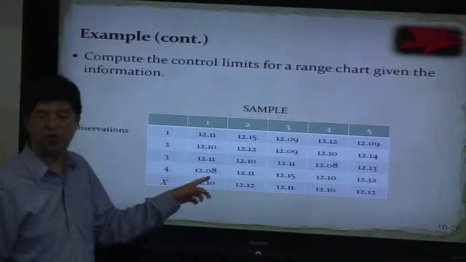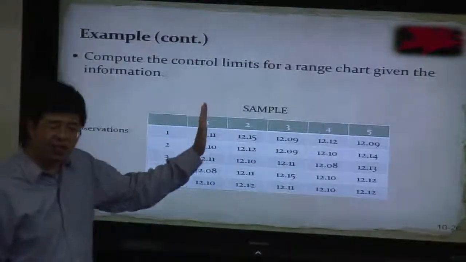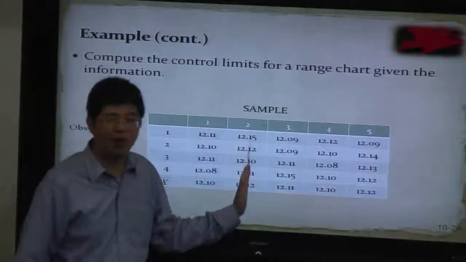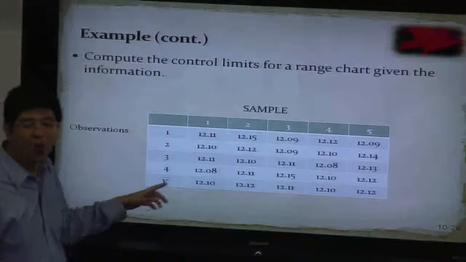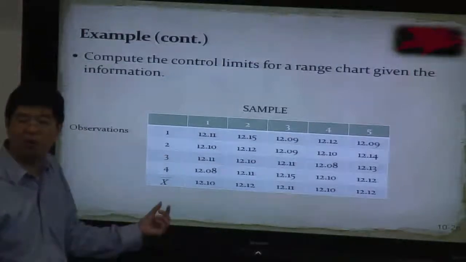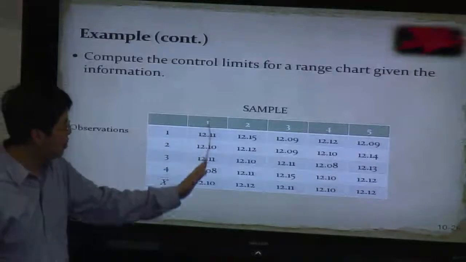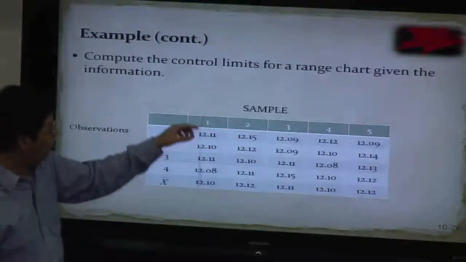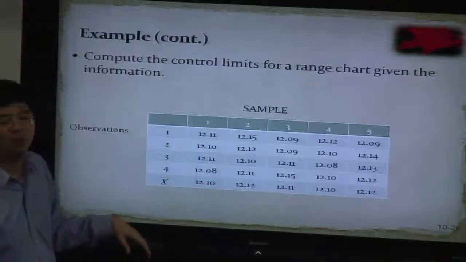12.11 minus 12.08, maximum minus minimum. And remember, each column corresponds to one sample. The rows are the observations within this sample. So don't get confused. Each column is a sample, so when you calculate range, we look at each column, these observations, the maximum minus the minimum.